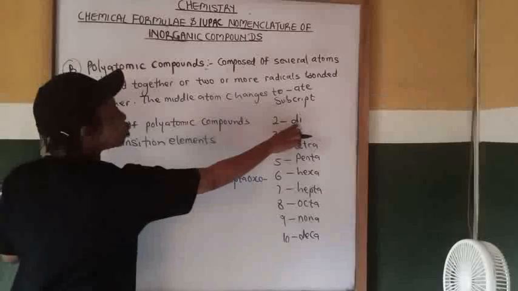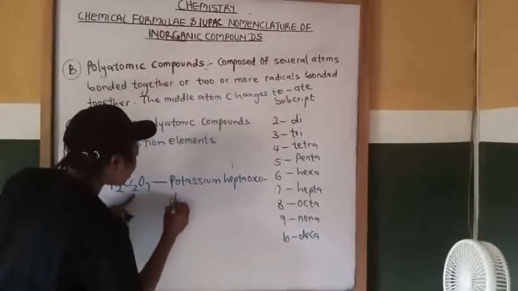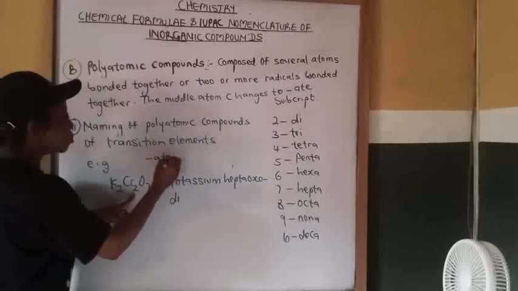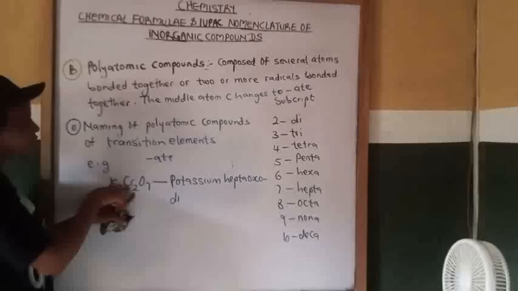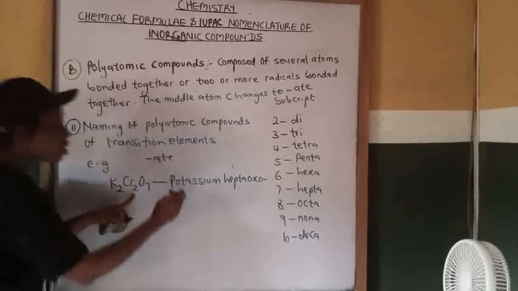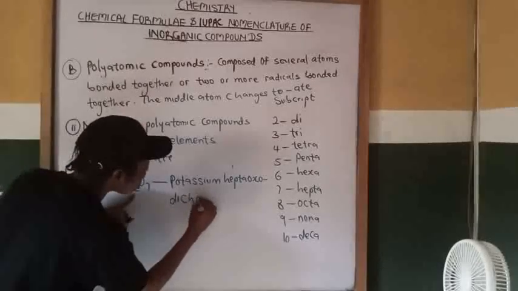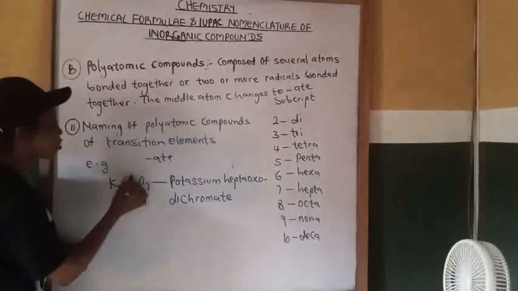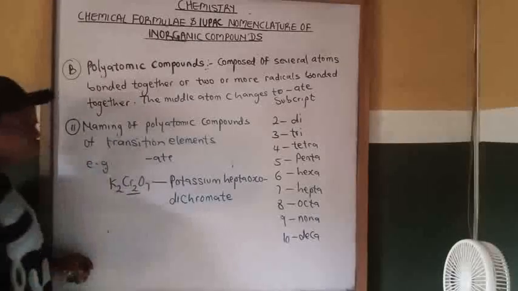When you have 2, we call this di. Then the middle atom changes to ate. The middle atom is chromium, but chromium will change to chromate. So dichromate. Then you calculate the oxidation number of chromate.